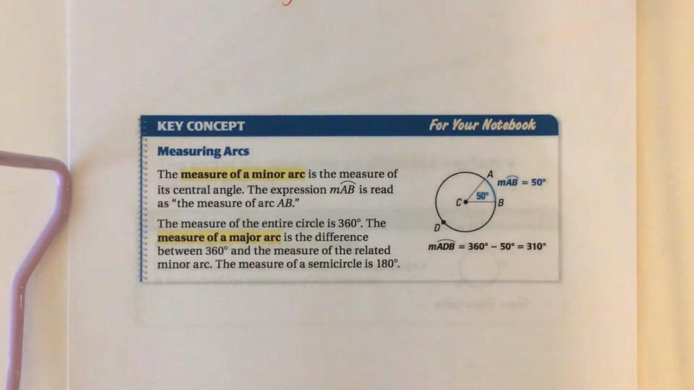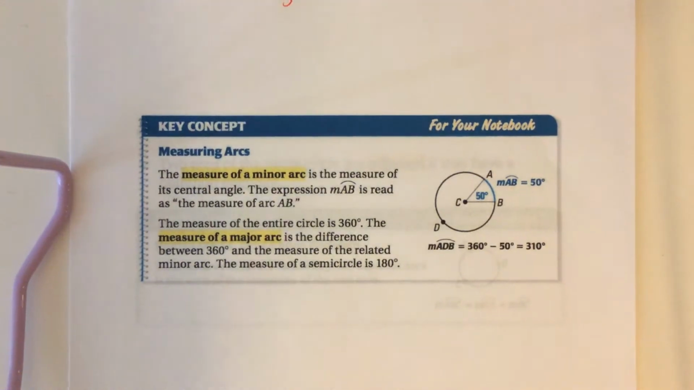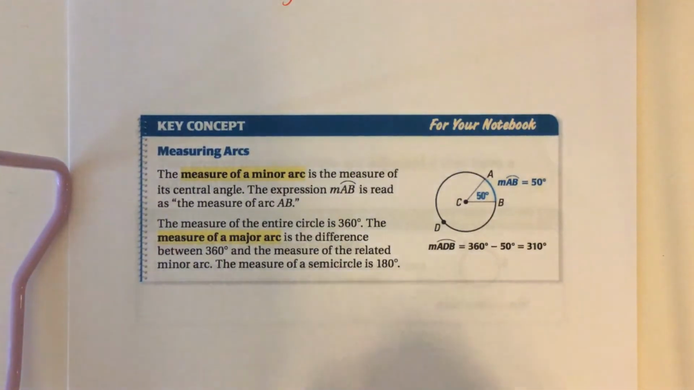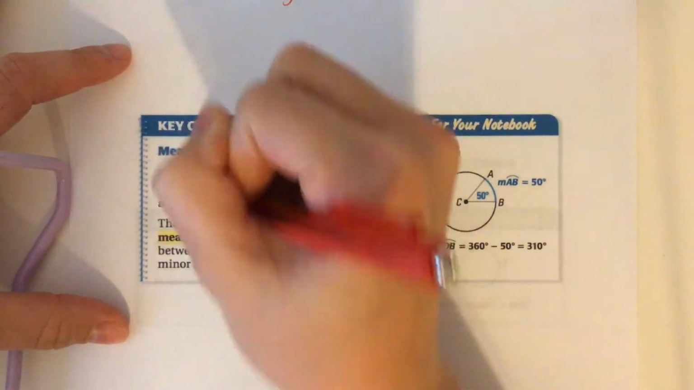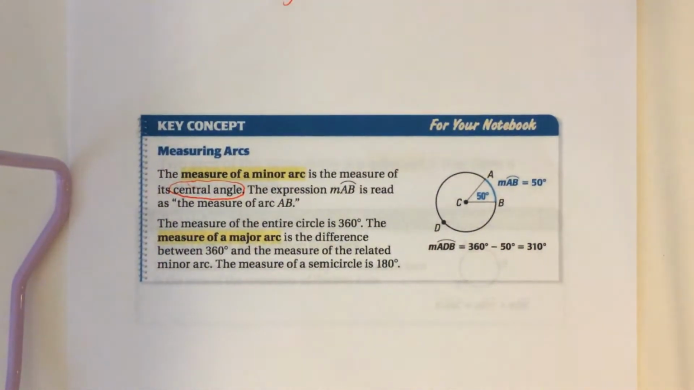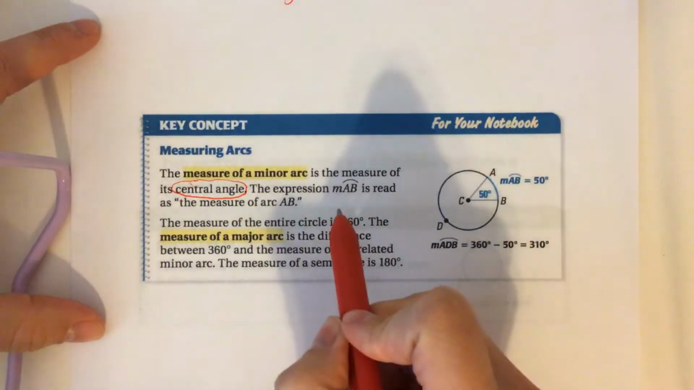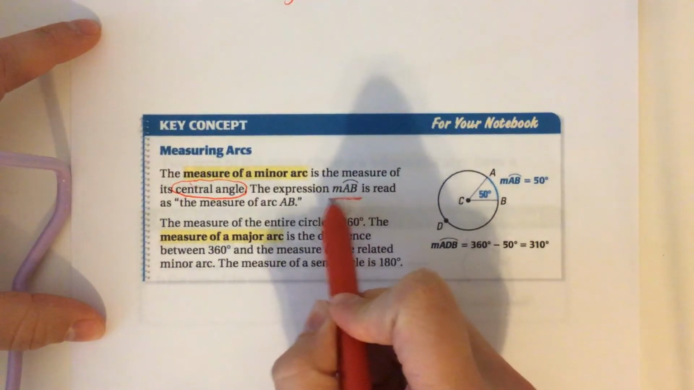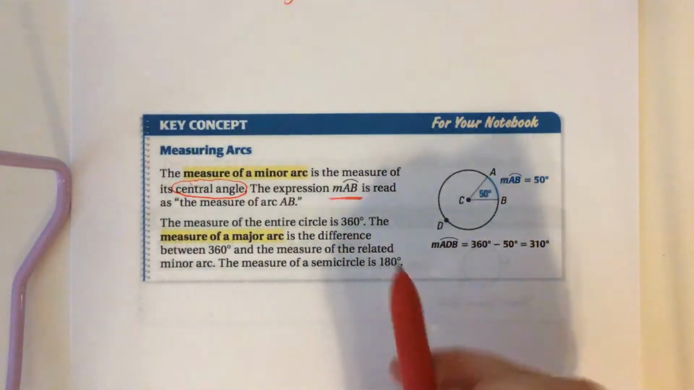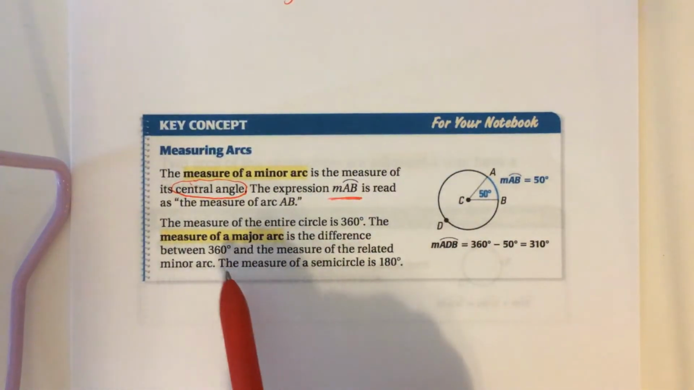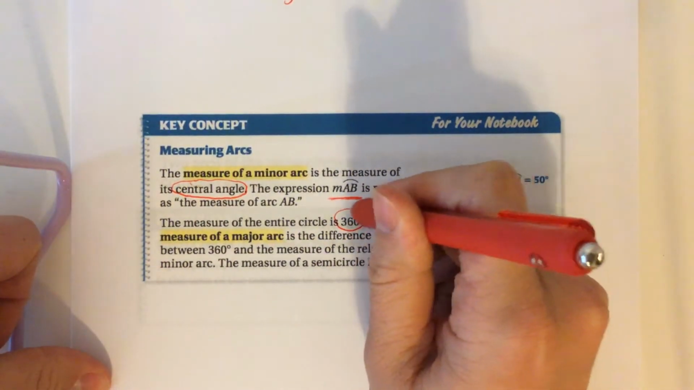So finding the measure, it's always going to be in degrees. When I say find the measure of an arc, your answer is going to be in degrees. And when we're finding the measure of the minor arc, it's the measure of the central angle. A lot of times this is going to be labeled, or they give us enough information to find it, and we use this italicized m to show that we're finding the measure of arc AB. So that m means measure. And then the measure of the entire circle is 360, as we mentioned before.